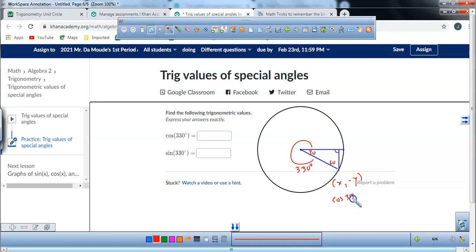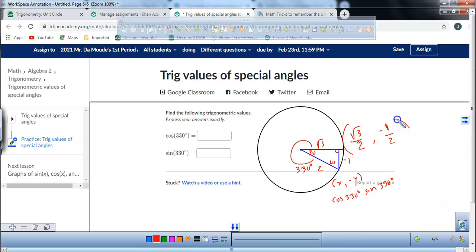The cosine of 330 is the x. The sine of 330 will be the y coordinate. So I like to use just the basic numbers. I'm going to say that's going to be -1, that's going to be radical 3, and that's going to be 2. So if I wanted to say what is the cosine, it's going to be positive radical 3 over 2. And what will the sine be? The sine will be -1 over 2. And that'll be the x value and the y value.